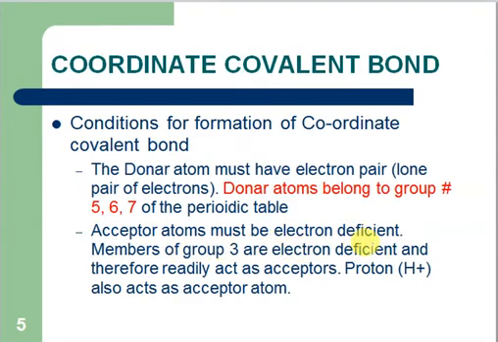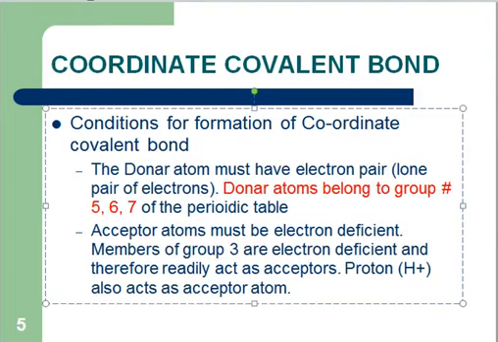So here we have the situation. We can say that the coordinate covalent bond must be formed between members of group number 3 and members of group number 5, 6 and 7. So we have made a generalization that whenever we have a proton or members of group number 3, which are electron deficient elements, then we always form a coordinate covalent bond when donors from group number 5, 6 and 7 are available. Right? So that's all about the bonding section.